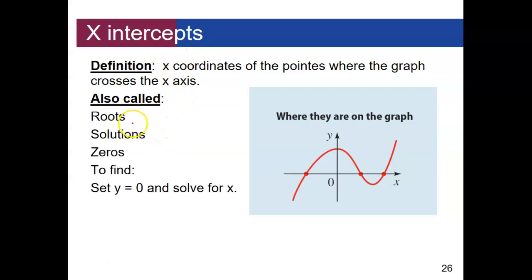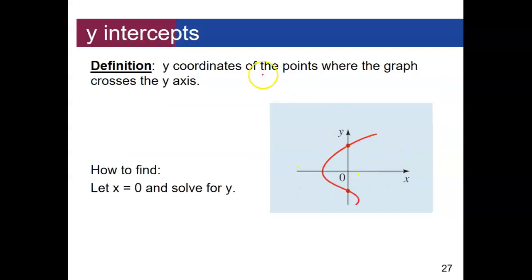Sometimes they're called roots, solutions, or zeros, but for any of these or the x-intercepts, you're going to set y equal to 0 and solve for x. So what we're finding is the coordinates where the graph touches the x-axis. Okay, the y-intercept is where it touches the y-axis, and we find those by letting x equal 0 and then solving for y. We don't have as many other names for y-intercepts just because they're not quite as important to the equations.